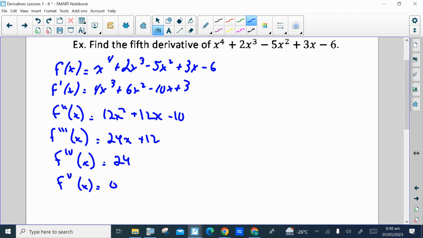Because the derivative of a constant is 0. We're not going to see any applications past the second derivative. We'll use the second derivative for a couple different things. But in this course, there are no applications for any derivatives after the second.